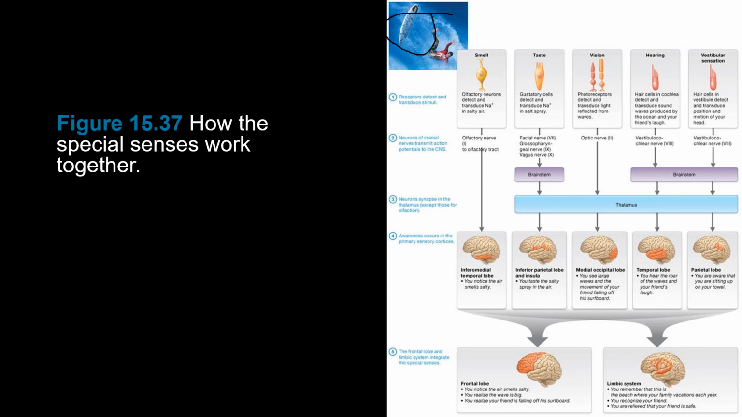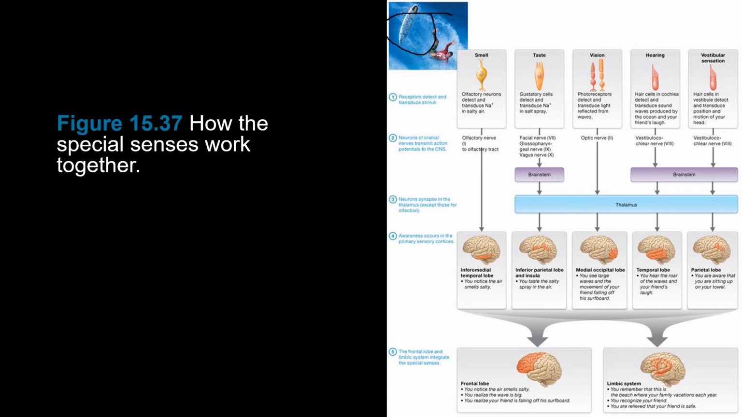Vision: those photoreceptors, the rods and cones, detect and transduce light reflected from the waves. They carry that signal through the optic nerve to the thalamus. The thalamus sends those signals to the medial occipital lobe, allowing you to see the large waves. Hair cells in the cochlea are going to detect and transduce sound waves, the sound wave energy produced by the ocean and your friend, transducing those signals down the vestibulocochlear nerve, into the brainstem, and into the thalamus. The thalamus is going to send it to the temporal lobe, where you're able to hear the roar of the waves and actually your friend's laughter.